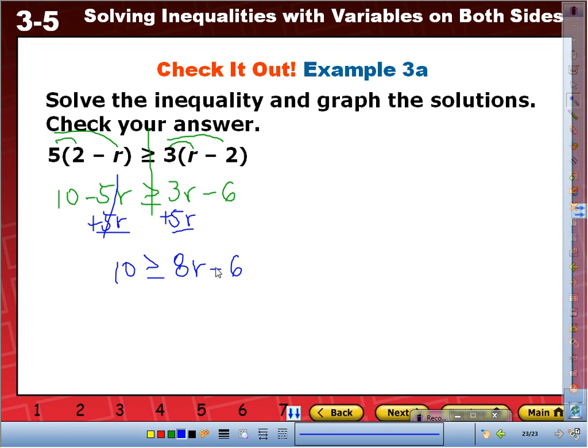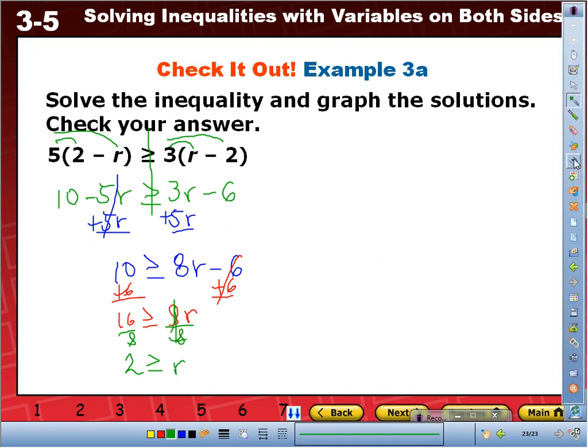If you started the other way around, some of you that started with the 3, you're still going to get the same answer at the end. But like I said, you're going to be working with negatives more. This is just to avoid more mistakes. So here we add 6, is that correct? Add 6, we're left with 16 greater than or equal to 8r. And my last step, I divide by 8, divide by 8. This is 1r, and we got 2. 2 is greater than or equal to r. Hands up if you got that by yourself.